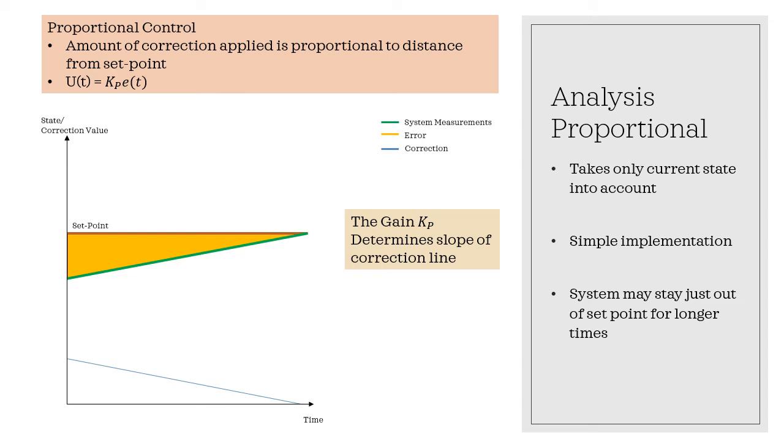Now, proportional control like this only takes into account the current state of the system. And this kind of control may result in staying just a little bit away from the set point for long periods, since the correction is going to be small when the measurement is close to the set point, and maybe whatever's trying to keep our system away from the set point is going to be able to overpower our proportional controller when we're relatively close to our set point.